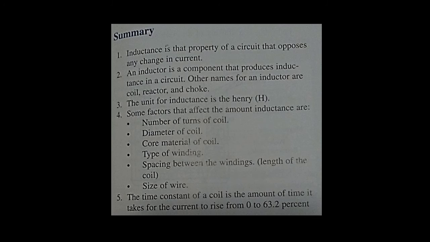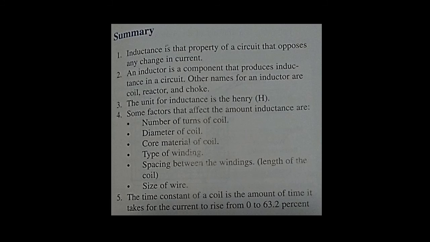And now the summary for this chapter. Inductance is that property of a circuit that opposes any change in current. An inductor is a component that produces inductance in a circuit. Other names for an inductor are coil, reactor, and choke. The unit for inductance is the Henry, symbolized by capital H.